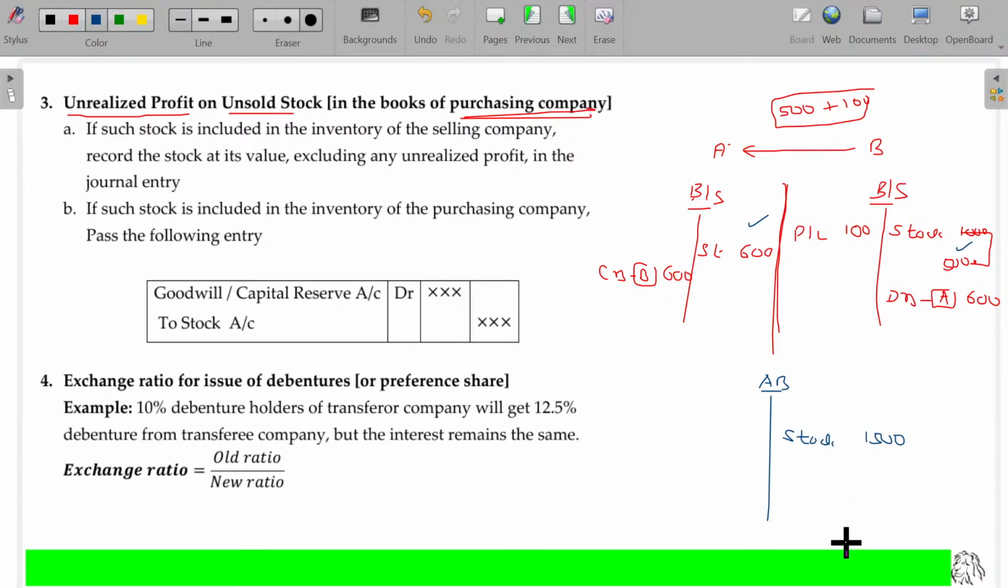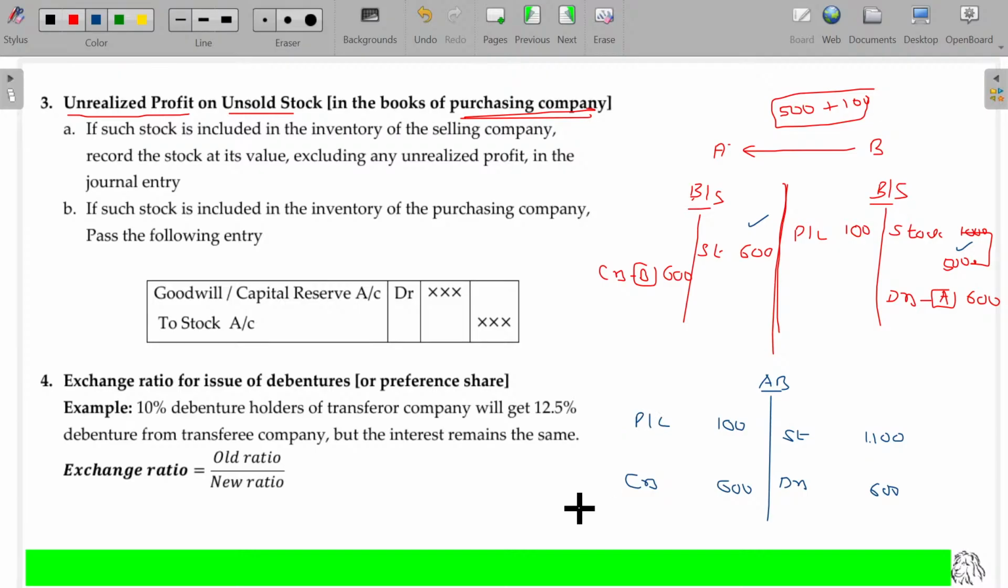Is that clear? Sorry, 1100 rupees. Clear? Stock being 1100. Clear? And debtors being 600, creditors being 600, profit and loss being 100.